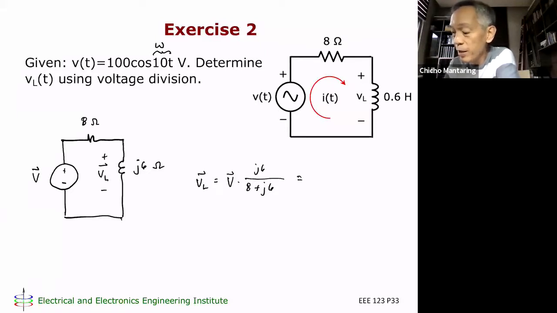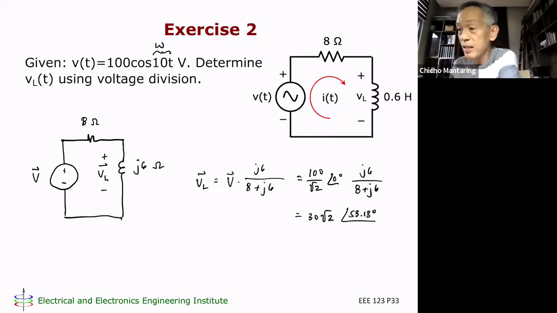So this is going to be what? V is 100 over the square root of 2 at an angle 0 degrees multiplied by j6 over 8 plus j6. Okay, I'll just give you the answer. This is 30 times the square root of 2 at an angle 53.13 degrees. Don't forget the volts.